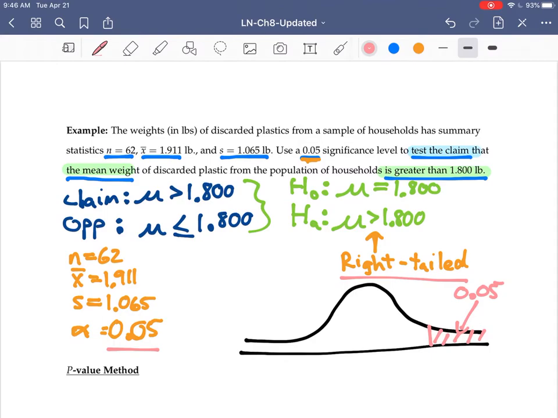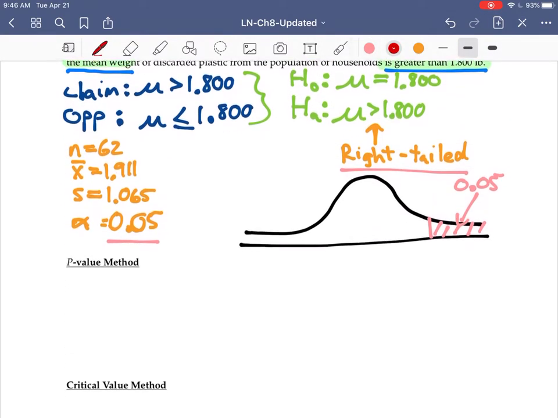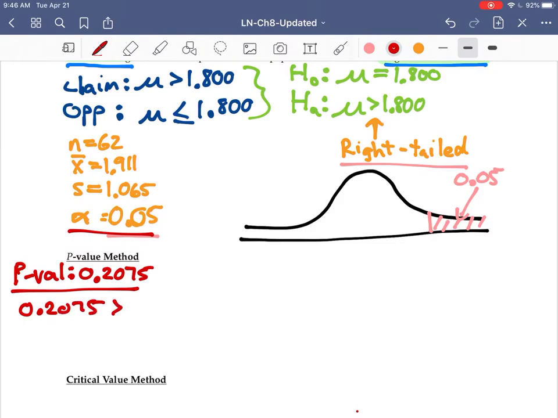So using our p-value method, we have 0.2075. How do we make a conclusion using the p-value method? Well, here we compare our p-value to our significance level, to the value of alpha. And so we observe that 0.2075 is actually greater than 0.05.